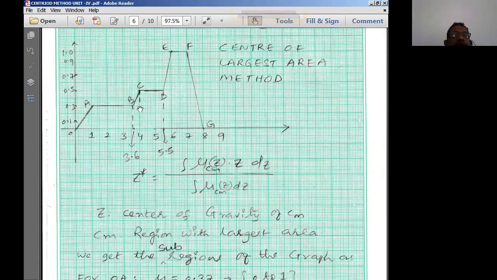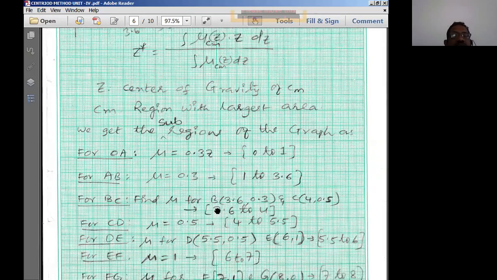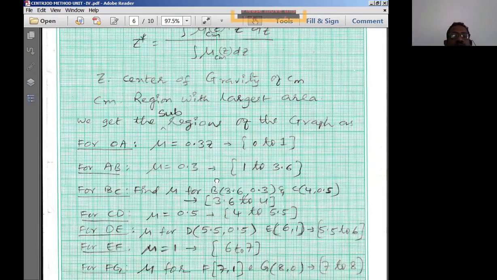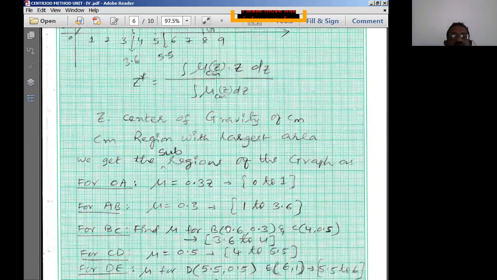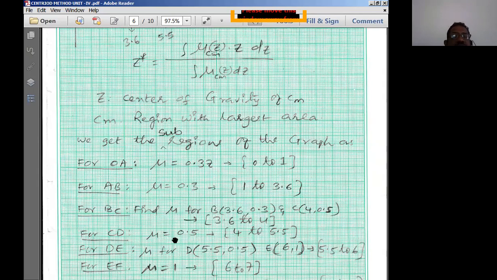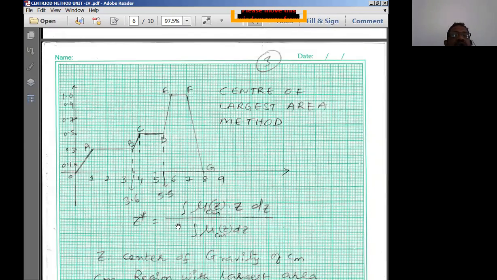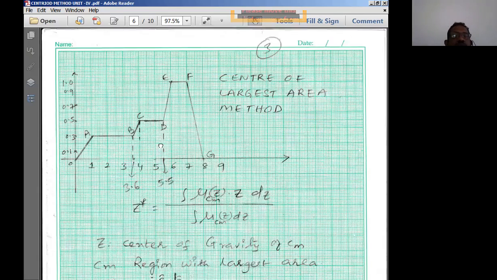Similarly for CD, once again it is constant at 0.5. So therefore we'll take mu is equal to 0.5 over the limits 4 to 5. Z is extending between 4 to 5. Then next we are left with DE. For D, the x-axis is going to be 5.5, y-axis is 0.5. What about E? X-axis is going to be 6, y-axis is going to be equal to 1.